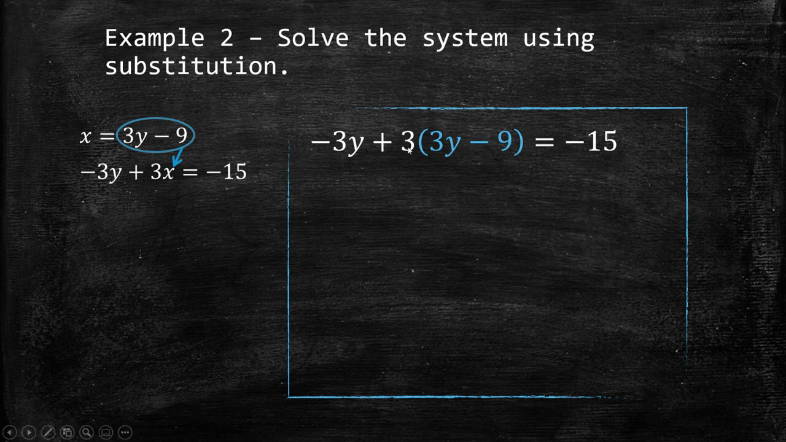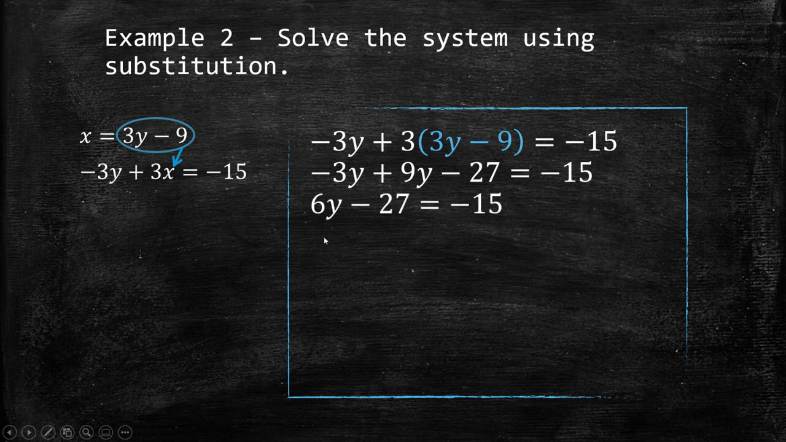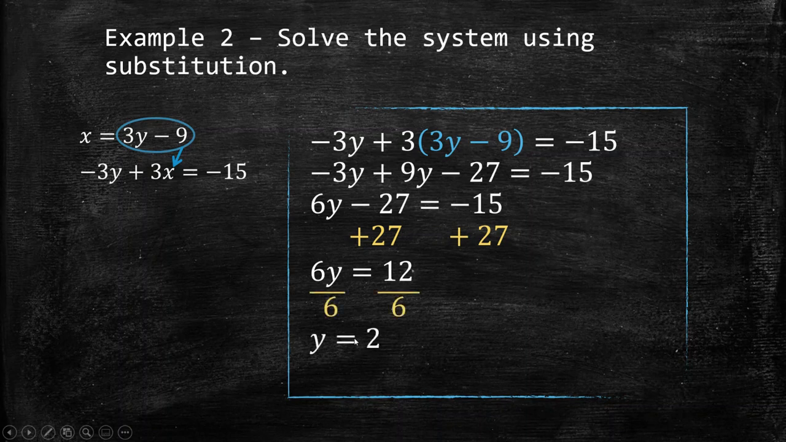To solve this equation, first we will distribute the 3. So I'll take 3 times 3y to get 9y, minus 3 times 9 to get 27. And then we would combine like terms. Negative 3y plus 9y gives us 6y. Then to solve for y, I would add 27 to both sides. And then lastly, divide both sides by 6, which gives us y equals 2.